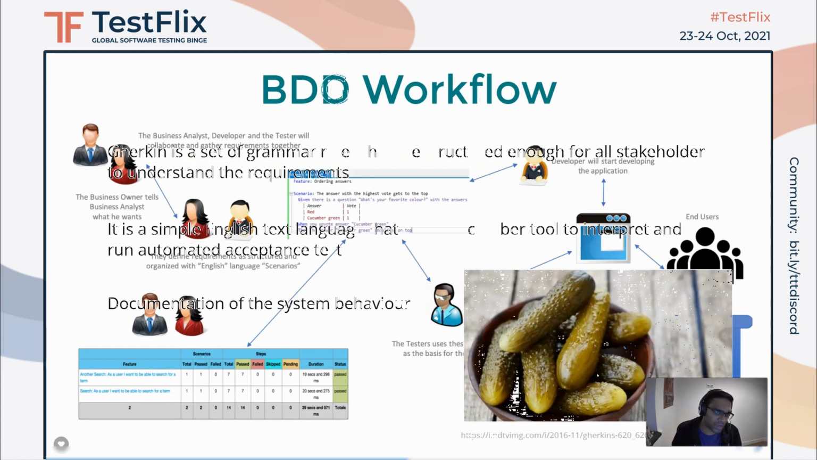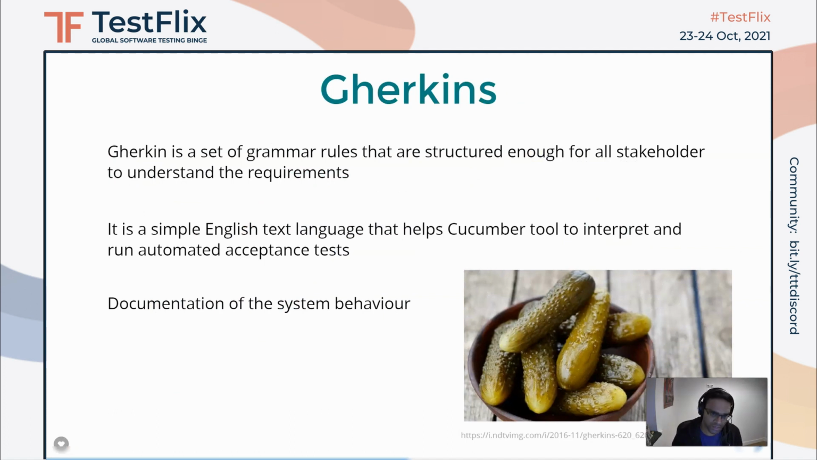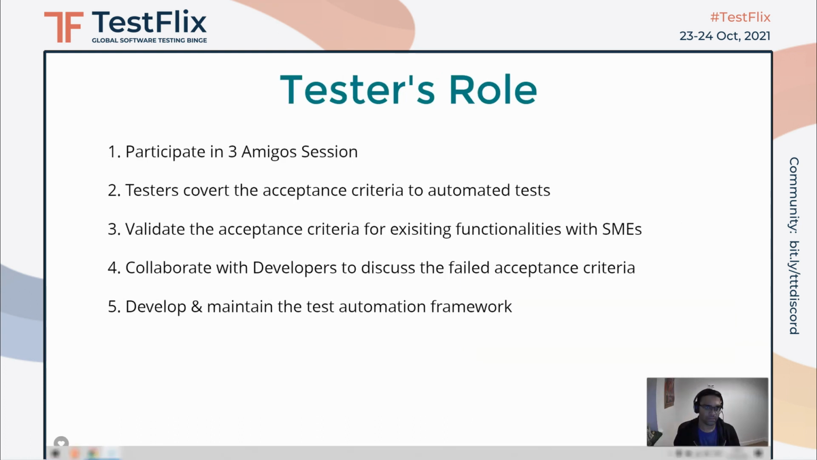In order to write effective acceptance criteria, one must know Gherkin syntax. Gherkin is a set of grammar rules that are structured enough for all stakeholders to understand the requirements. In general, Gherkin syntax contains a couple of annotations that can be reused within a requirement to make it more understandable. It is also used to document the system behavior of that requirement, which eventually becomes the living documentation of the entire application.